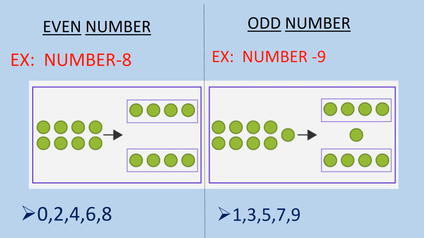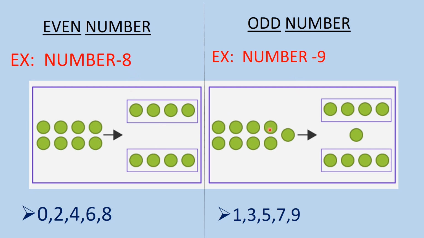We just recall the numbers. What is an even number? An even number is a number which can be split into two equal parts with an equal number of elements. Look at this example, number 8. So 8 dots are there: 1, 2, 3, 4, 5, 6, 7, 8. So I can split these 8 dots into an equal number of dots, that is 4 and 4.